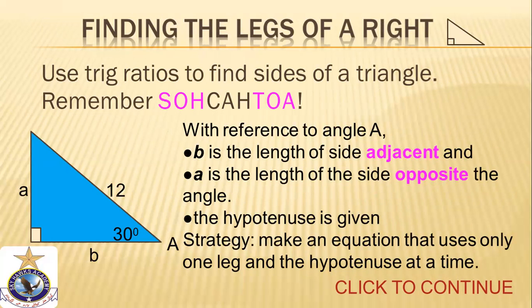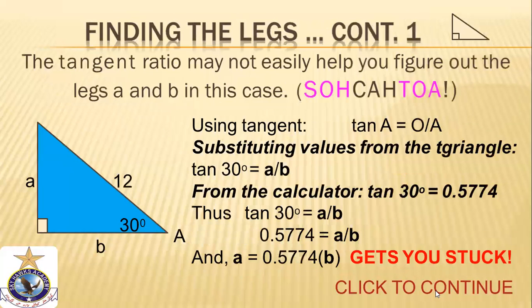Finding the legs of a right triangle. This is very important. Now please read this one. Use the trig ratios to find the sides of a triangle. Remember SOHCAHTOA with reference to angle A. B is the length of the side adjacent, A is the length of the side opposite the angle, and the hypotenuse is given. Strategy: make an equation that uses only one leg and the hypotenuse at a time. This time we are looking for the side, not for the ratio.